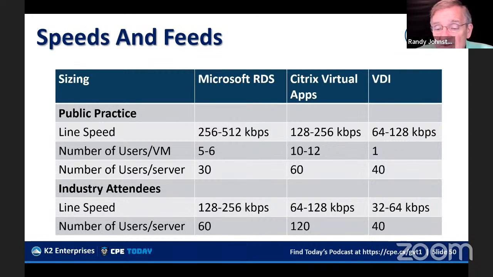So how many users are put in a virtual machine? 5 to 6 if you're using RDS, 10 to 12 if you're using virtual apps, and 1 if you're using the VDI. And how many users do you have per server? About 30, and about 60, and about 40 is about how it goes. Now, for industry attendees, I think I can get by with even less RDS server capabilities.